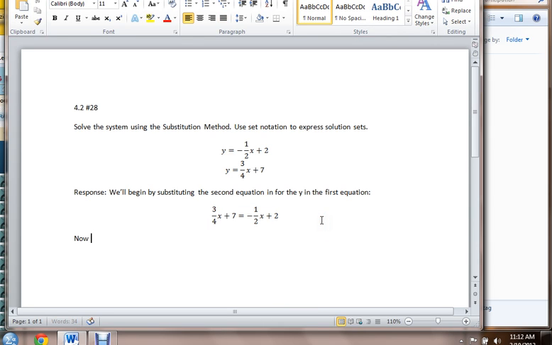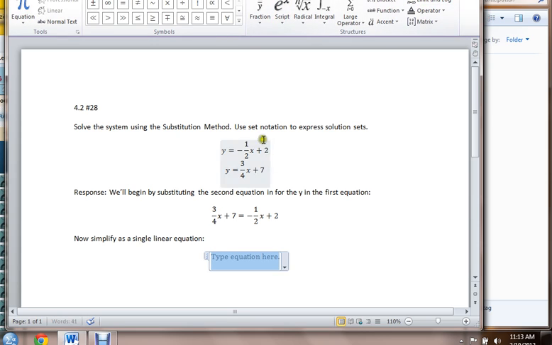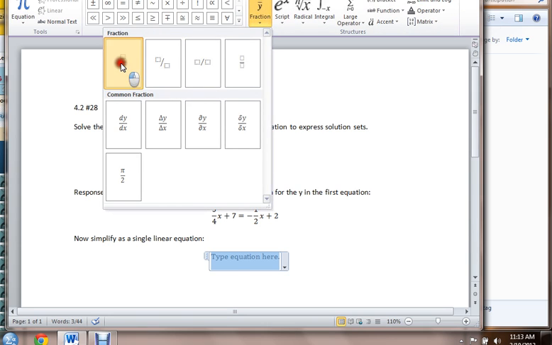Okay, now we're going to simplify just as a single linear equation, just like we've been practicing in the previous chapters. So the first thing I'm going to do to simplify is to combine the variables to one side. So I'm going to add this 1/2 x to both sides. So I'll show my work here, again using the equation editor. And the first thing I'm going to do is write the original problem statement, and then I'll show the 1/2 x to both sides. So let's start again with the fraction tool.